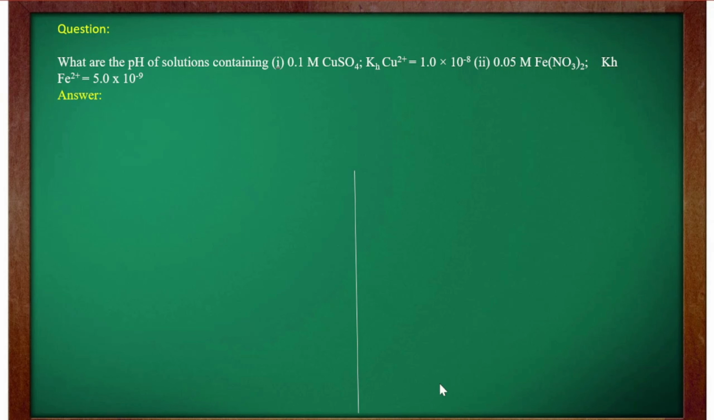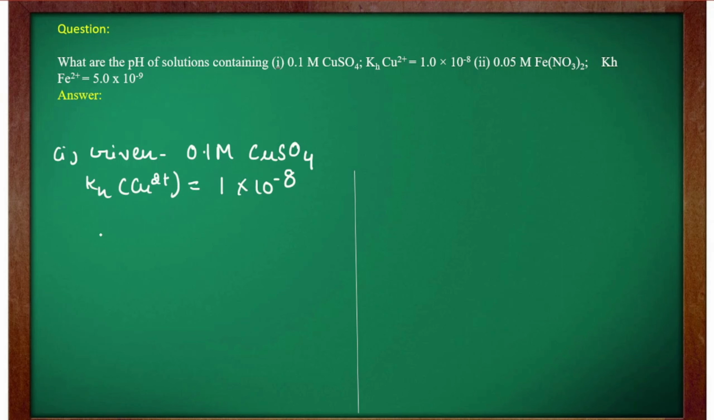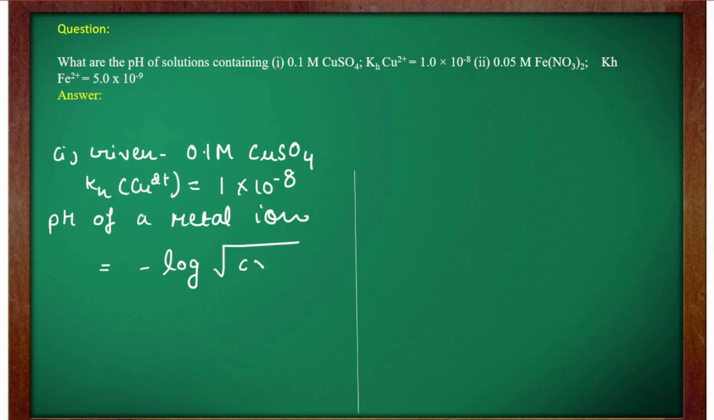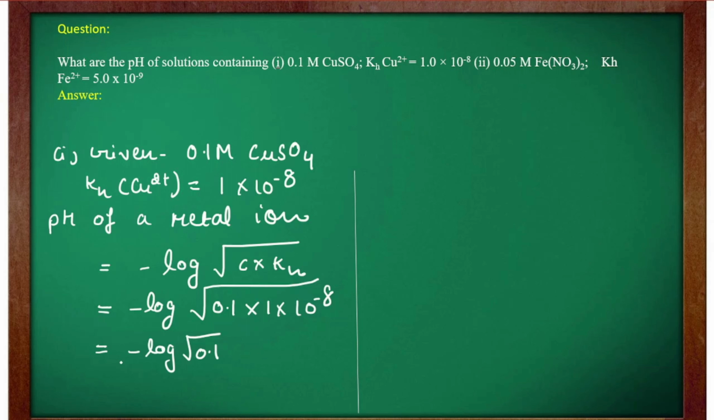In the above question, first part, the given concentration of copper sulfate is 0.1 molar. The hydrolysis constant of copper ion is 1 × 10^-8. The hydrogen ion concentration of hydrolysis of a metal ion is equal to the square root of concentration multiplied by hydrolysis constant. The pH of hydrolysis of a metal ion is equal to minus log of the hydrogen ion concentration. By putting the values of C and Kh, we get a pH equal to 4.5.